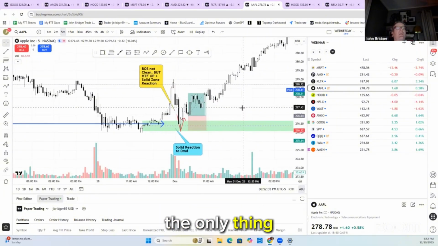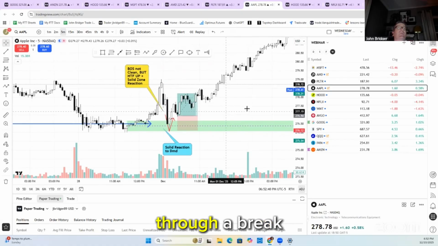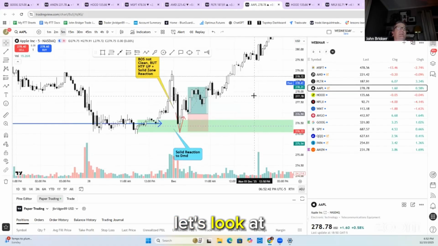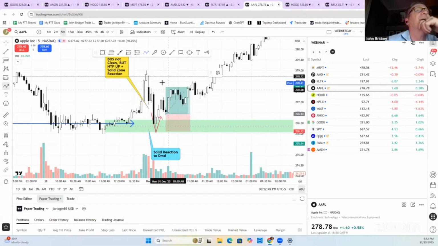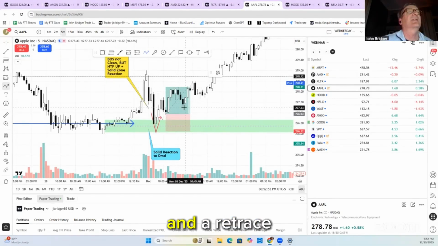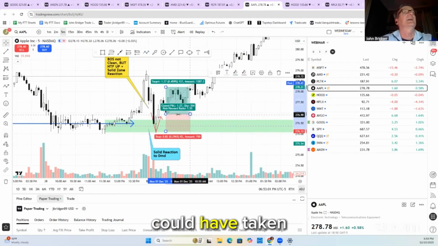I would say the only thing if I were to critique this is, you want it for a confirmation through a break of structure. Now, what you could have done here, let's look at this. Notice you had a high, a retrace, and then a second high and a retrace. You possibly, excuse me one second, could have taken this trade here.